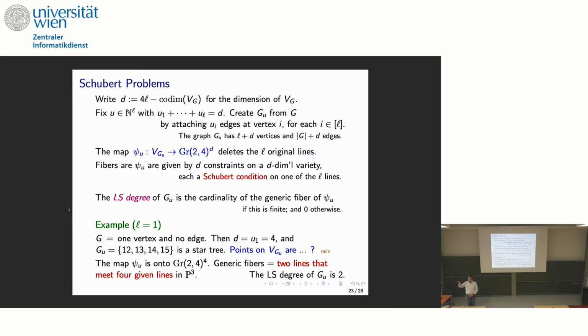I'm given 4 lines. Every conversation about Schubert calculus starts with 4 lines in P3, and we ask the question, how many lines meet all of them? And the answer is 2. So the LS degree of this graph is 2. Not 1. Sorry, Melissa likes this to be 1. I'm happy with 2.